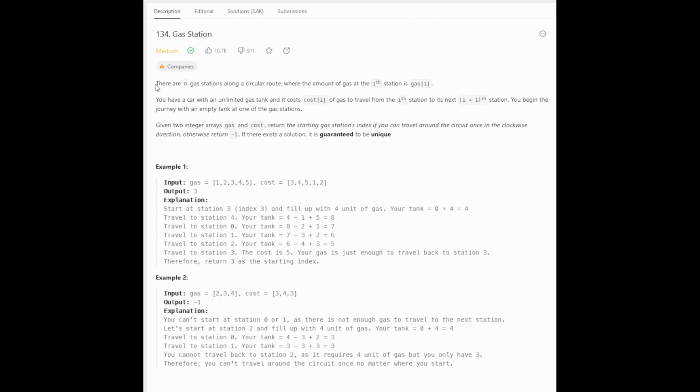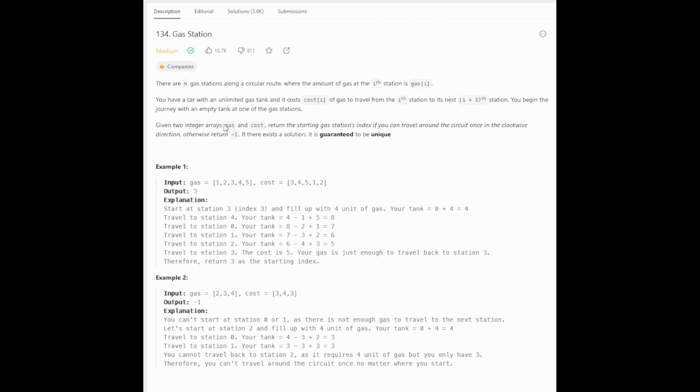Gas station. The problem description says that there are n gas stations along a circular route, where the amount of gas at the ith station is gas[i]. You have a car with an unlimited gas tank, and it costs cost[i] of gas to travel from the ith station to its next i+1th station. You begin the journey with an empty tank at one of the gas stations.